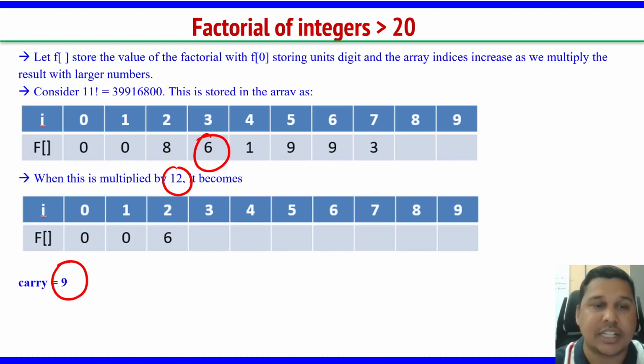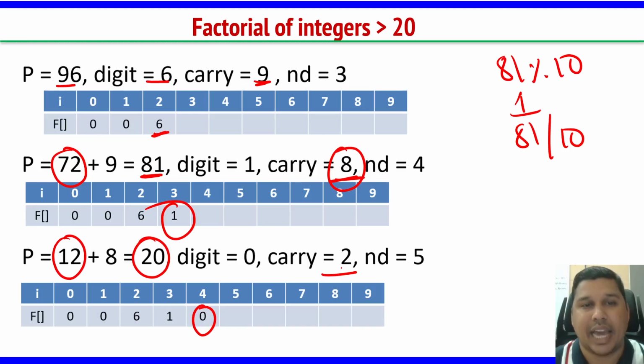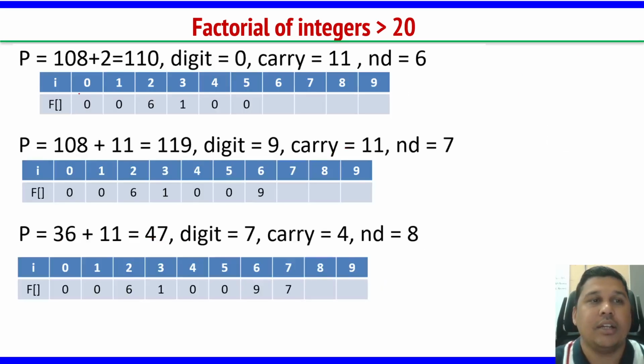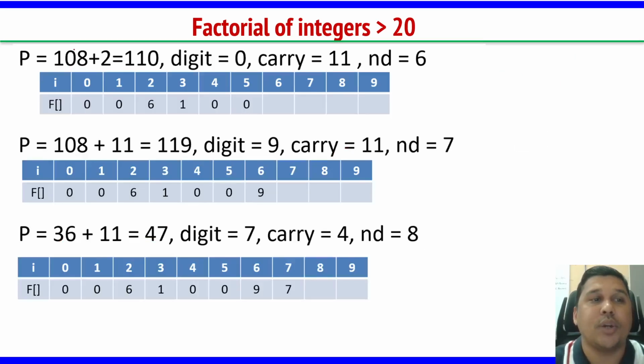Again, what is the next number? 1. So, 12 into 1 is 12 plus the previous carry 8, if I add, I get 20. In that 20 I will put 0 here and 2 will be my carry. Same way, next multiply 12 into 9. When I do 12 into 9 it is 108 and the previous carry is 2.